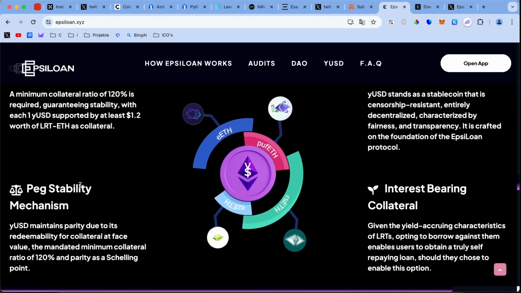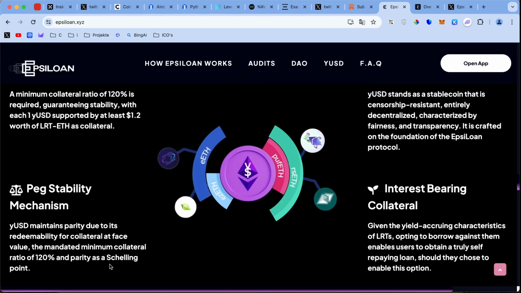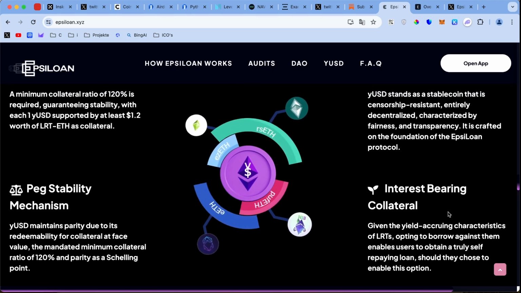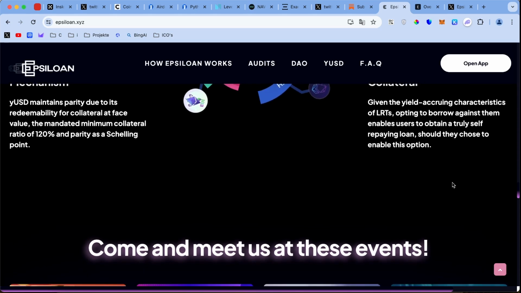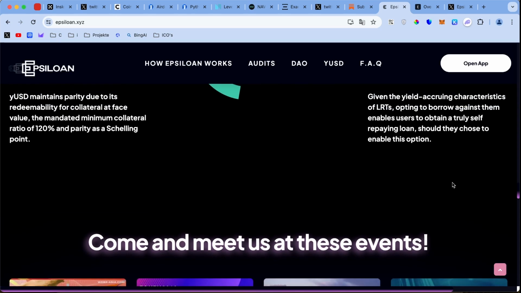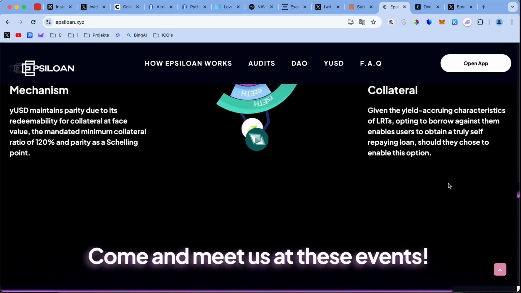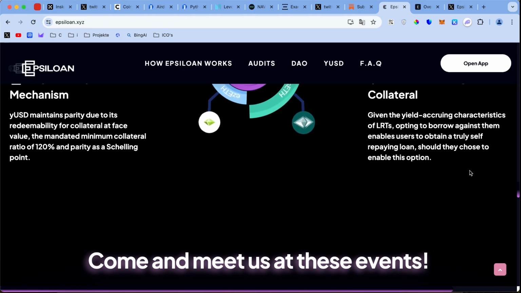Also, the peg stability mechanism. YUSD has a great mechanism on this one, and it's interest-bearing collateral. So you will earn interest with your collateral, and that's crazy. It's like a truly self-repaying loan if you want to enable this option.